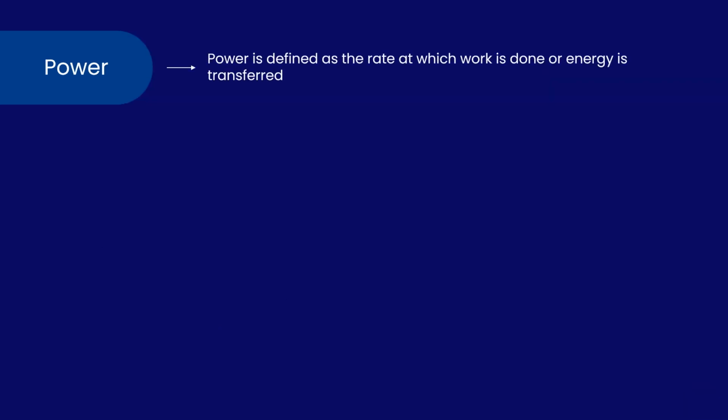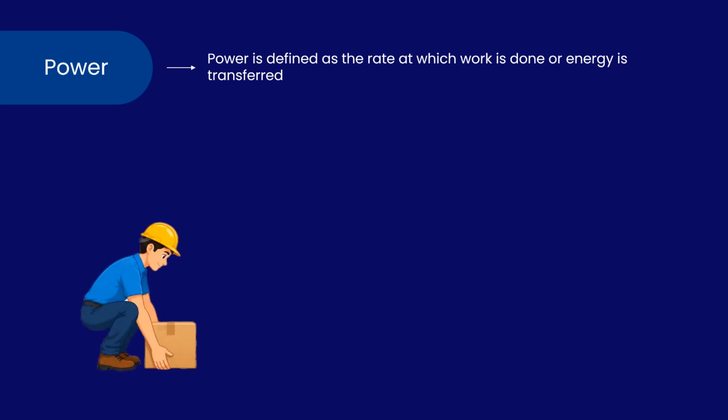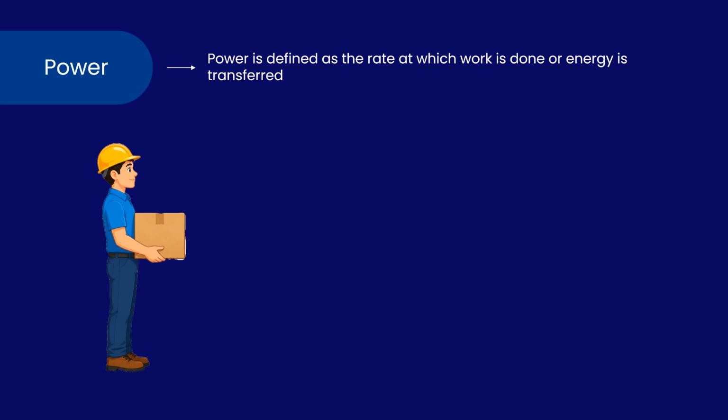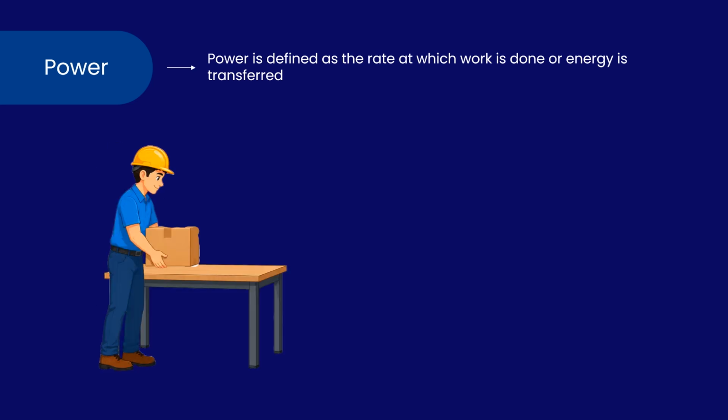Now, let's understand power. Power is defined as the rate at which work is done or energy is transferred. In this example, the worker lifts the box from the ground and places it on the table. If the same work is done in less time, more power is required. So power tells us how quickly work is done.